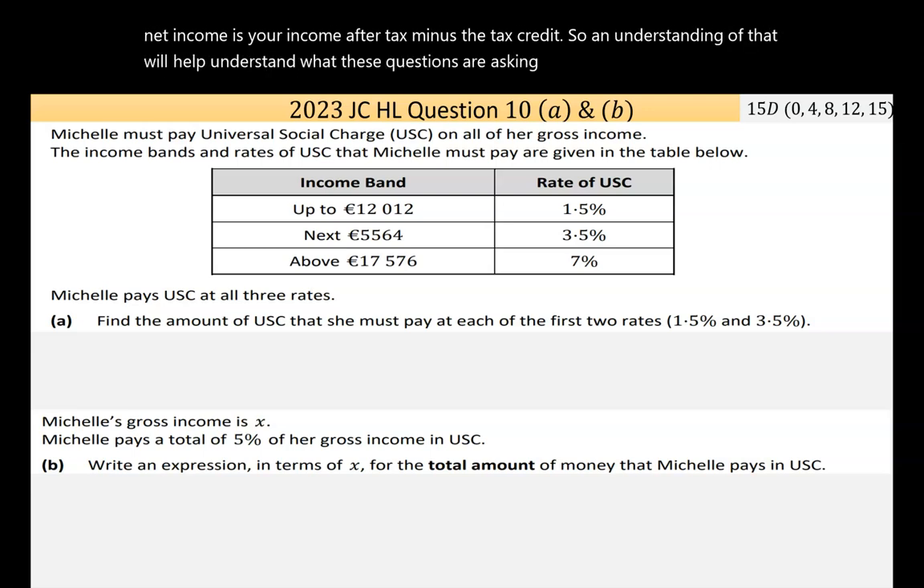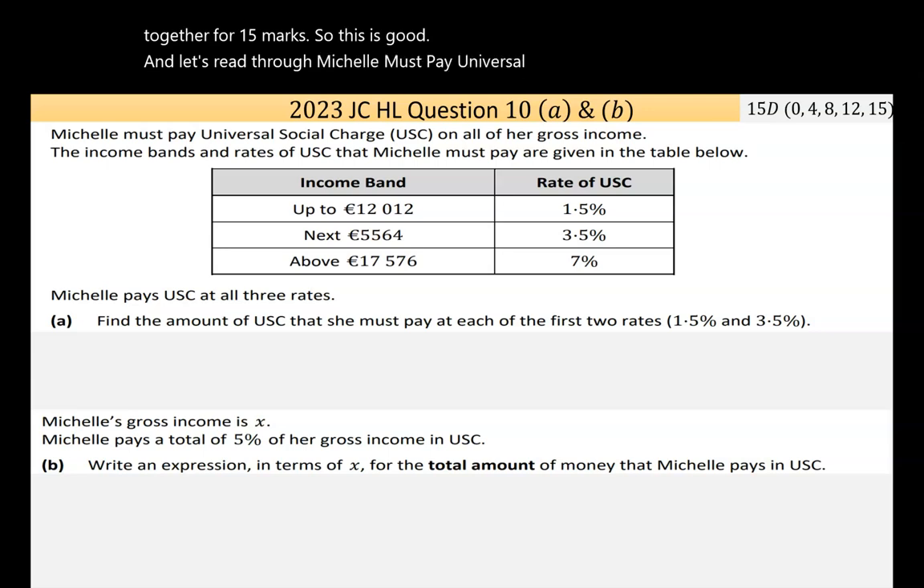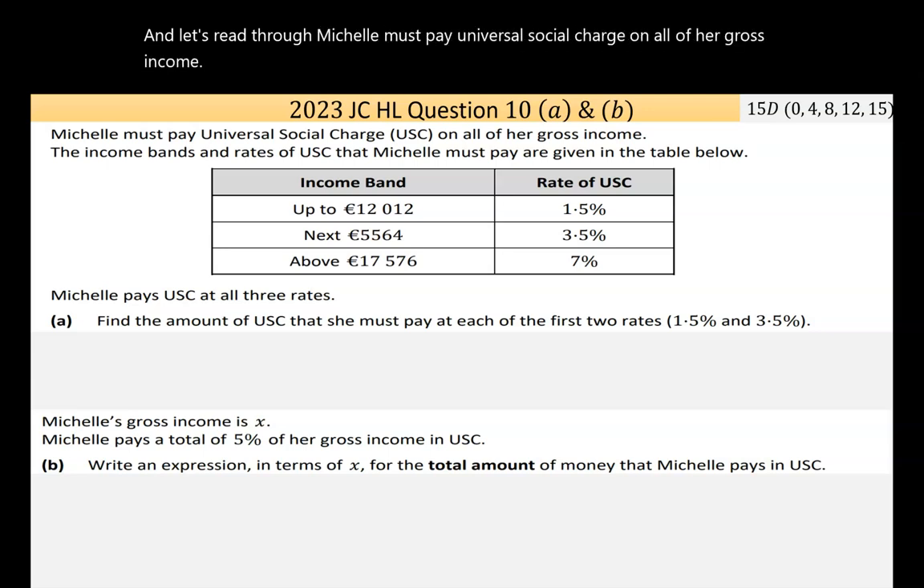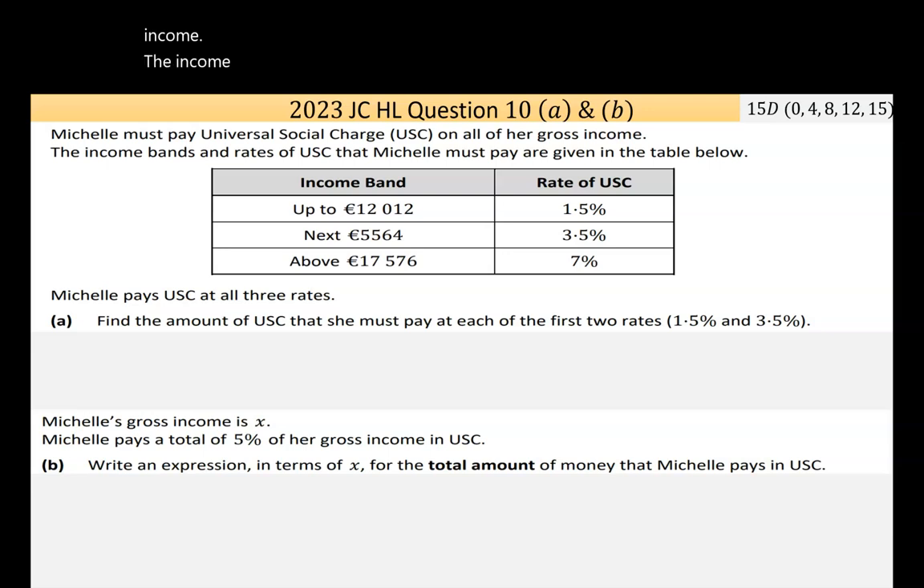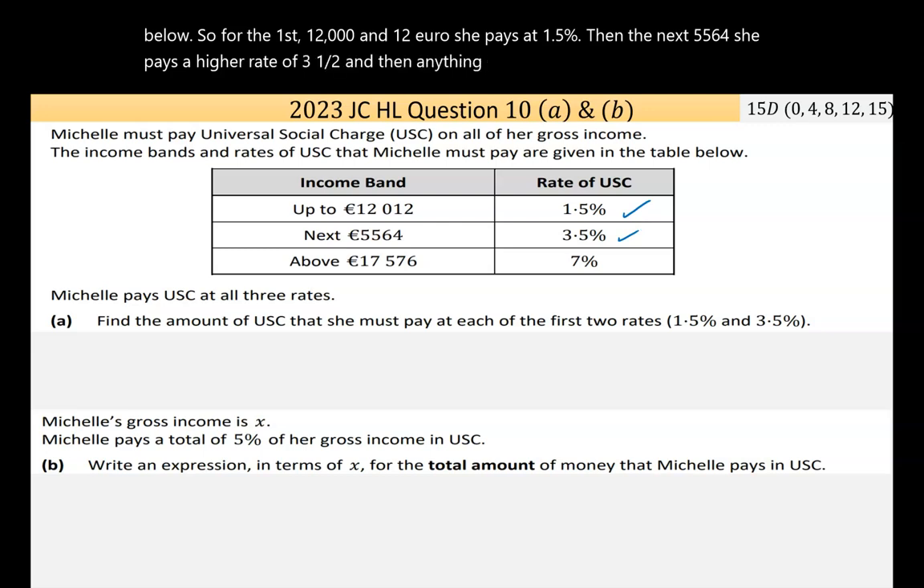Now, this first one is A and B marked together for 15 marks, so this is good. And let's read through. Michelle must pay universal social charge on all of her gross income. The income bands and rates of USC that Michelle must pay are given in the table below. So for the first €12,012, she pays at 1.5%. Then the next 5,564, she pays a higher rate of 3.5%. And then anything above 17,576, she pays at 7%.